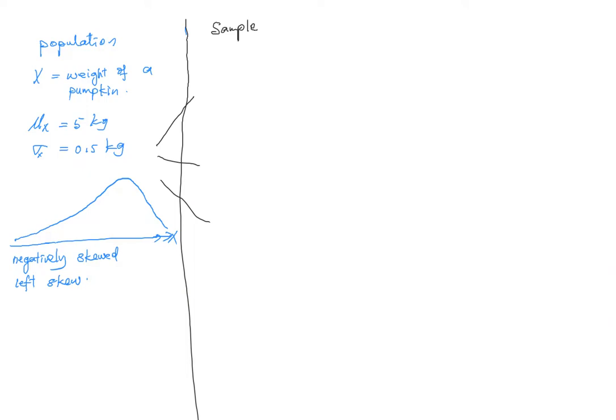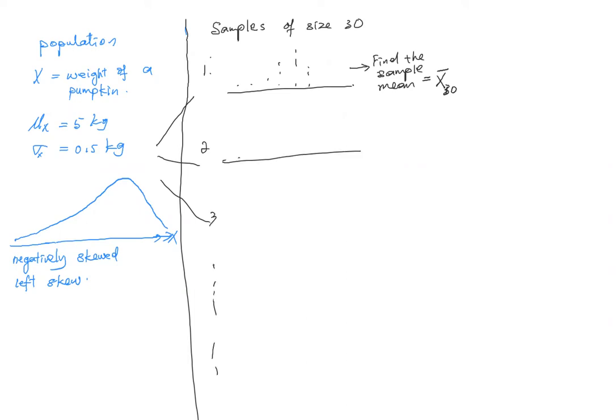Samples of size 30. Each sample's distribution may be skewed as well, maybe skewed like that. So from each sample, I find the sample mean, the symbol is X bar, and 30 tells you the sample size. So I got 1 sample, 2 samples, 3, many, many more. Each one may be skewed left as well. So this is the distribution of each individual sample.